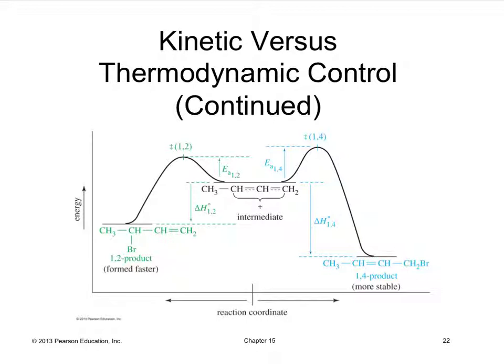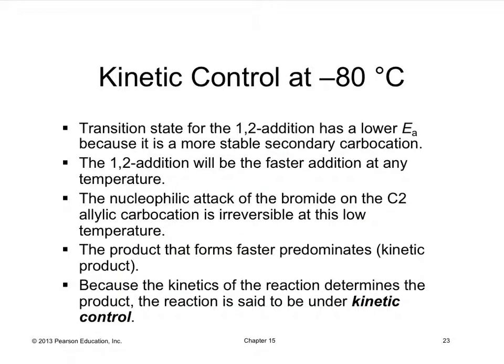In the case of kinetic control, the activation energy is much smaller, so it'll prefer to react and form the 1,2 product. However, the 1,2 product is less stable than the 1,4 product. As a result, it's formed faster, but it's not necessarily the most stable one. So this is looking at kinetic control. The transition state for 1,2 addition has a lower activation energy because it's a more stable carbocation. 1,2 will be the faster addition at any temperature.